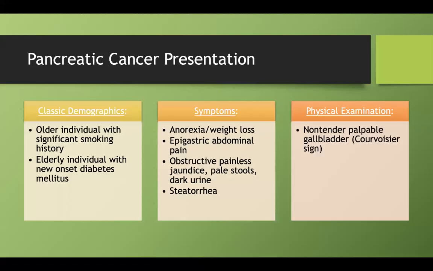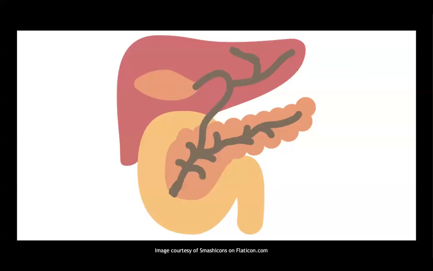On physical examination, there's a few things they like to test. There's something called the Courvoisier sign, which is a non-tender palpable gallbladder. So why does this happen?